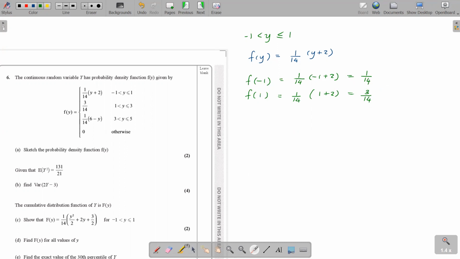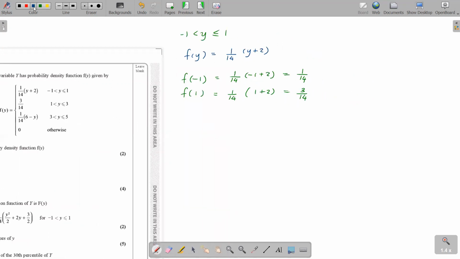Can you understand? Then the next part of the graph, do you see that from 1 to 3 you are continuing at 3 over 14? Can you see from 1 to 3, you are maintaining a horizontal line at 3 over 14, because fy equal to 3 over 14 is a horizontal line. Okay, and then we'll continue from 3 to 5. So y values from 3 to 5. The fy function is 1 over 14 times 6 minus y. Can you all input the value 3? F3 is how much? F5 is how much?